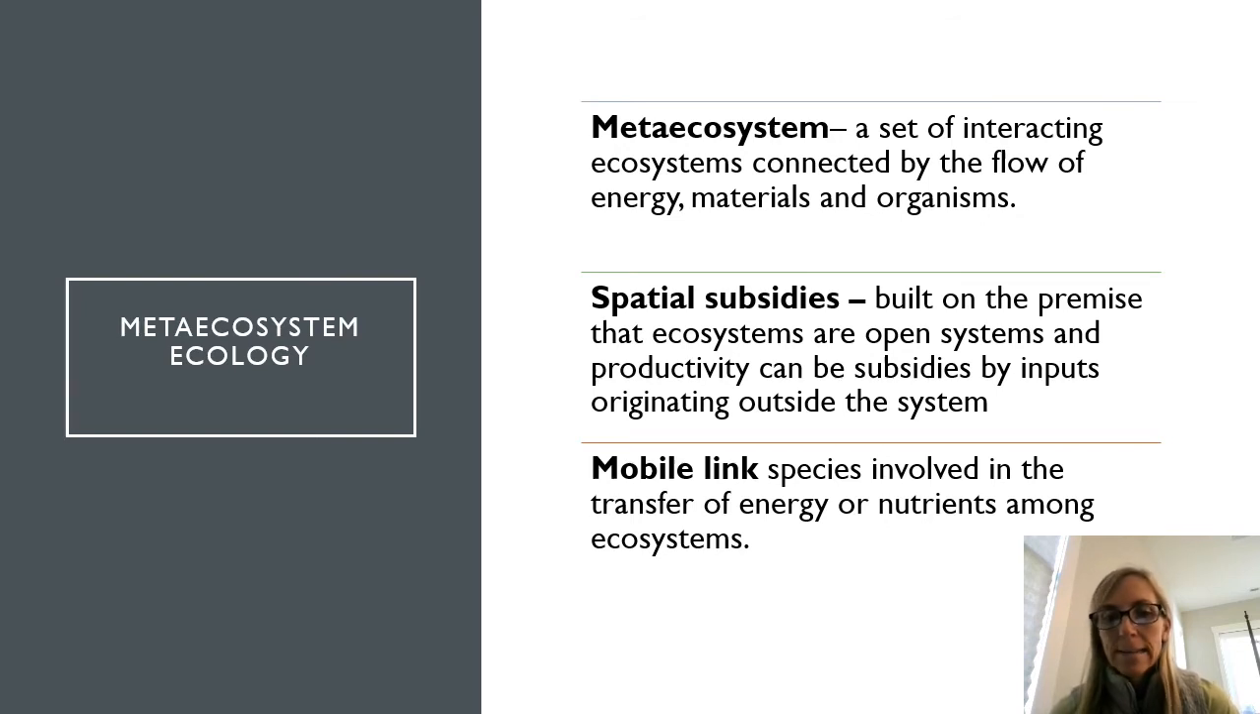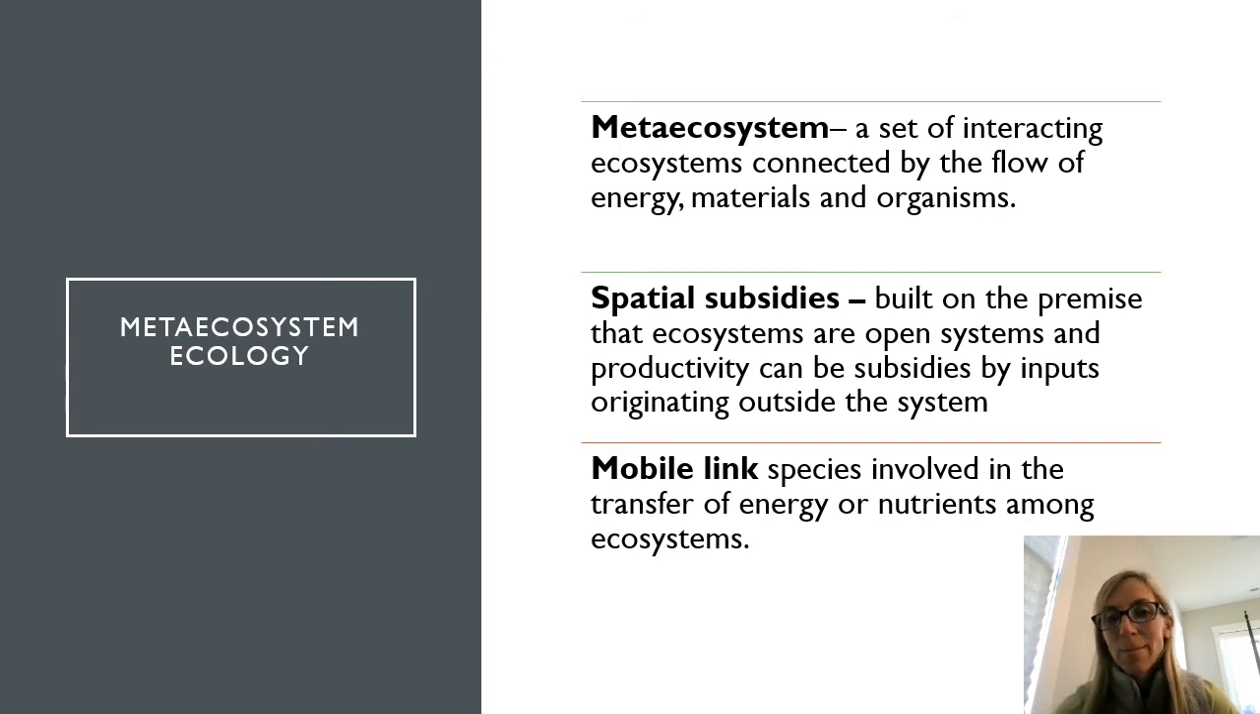So some of the concepts relating to meta ecosystem ecology are intuitive because of how much you guys have studied metapopulations at this point. Meta ecosystems are a set of interacting ecosystems connected by the flow of energy and material and organisms. So just as we think about the flow of individuals between patches, we can actually think about the flow of other elements that are components of an ecosystem among patches as well when we think about meta ecosystems.